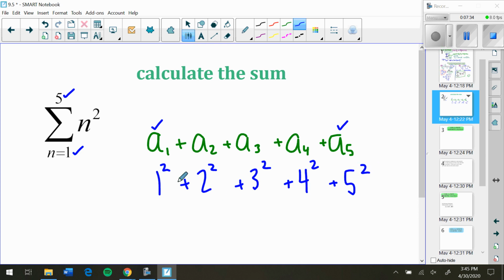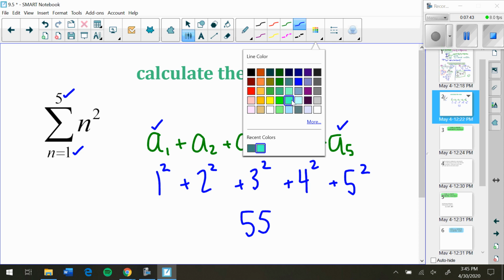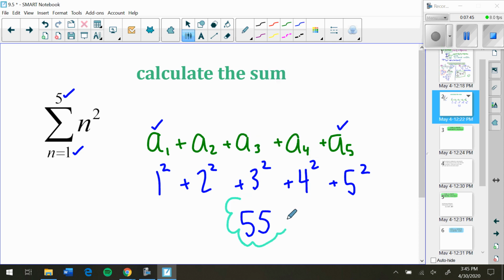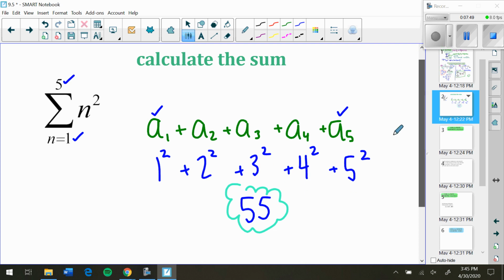Now, obviously, you all know how to square and add these things. I'm just going to help you out. When you find the sum of these values, you are going to get 55. And that's really all this problem was asking you to do. Again, a smiley face.